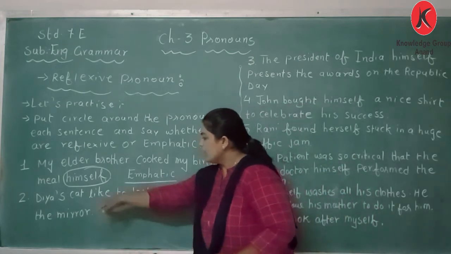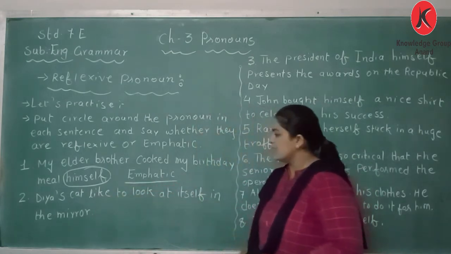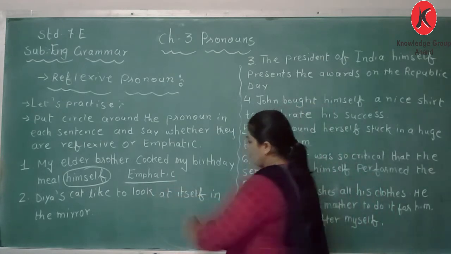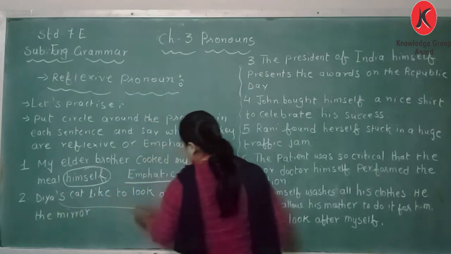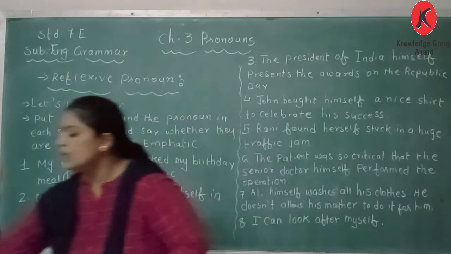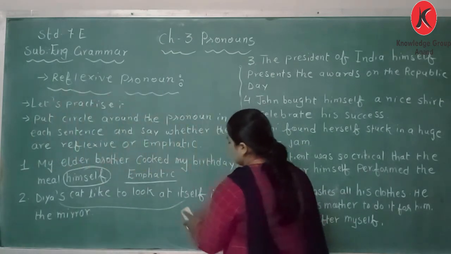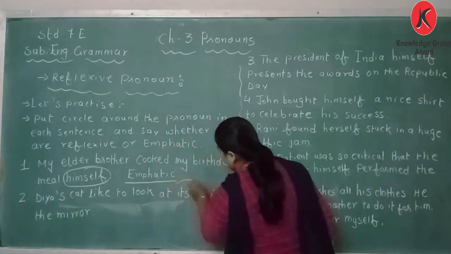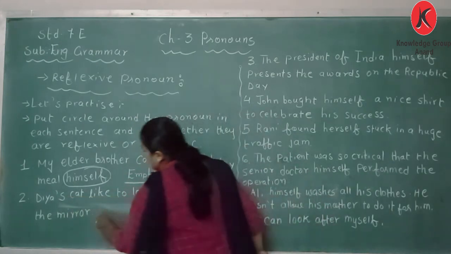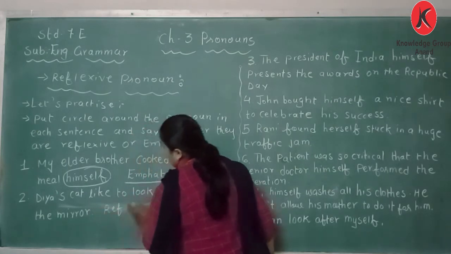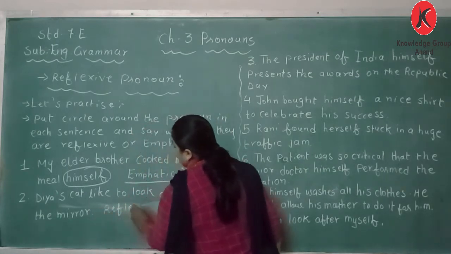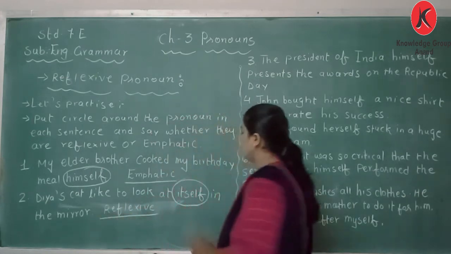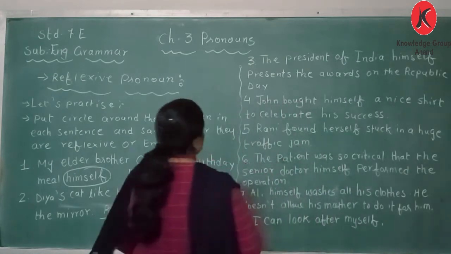So emphatic pronoun. Next: Diya's cat liked to look at itself in the mirror. Who likes to look in the mirror? Diya's cat. So both Diya's cat and itself refer to the same. Subject and object refer to each other. So itself is a reflexive pronoun, and this sentence is of reflexive pronoun. Okay. Next is the third one.